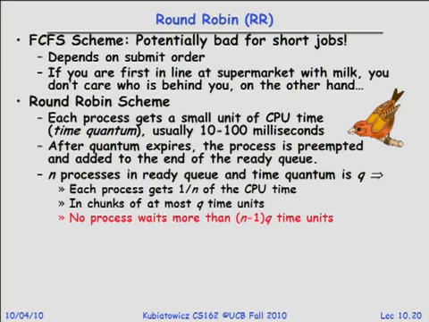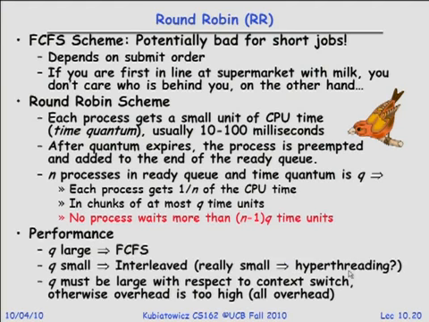If q is large, we get first come, first serve. If q goes to infinity, basically we run everything to completion. If q is really small, we get an interleaving. If it goes every instruction or something, we get close to hyperthreading. Remember I talked about that early on, hardware microthreading. However, if we don't have hardware threading, q has got to be large with respect to the context switch time, or we're going to spend all of our time with nothing but overhead.